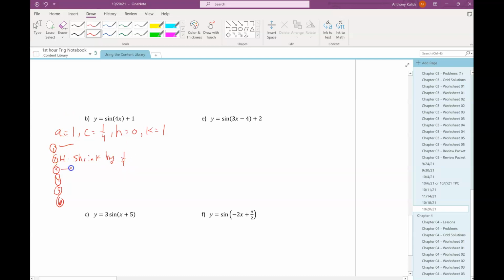Since the A is positive, there's no reflection. And since the absolute value of A is 1, there's no vertical stretch or shrink. Because the H is 0, there's no shift left or right. Since the K is positive, we know we're going up. And since the absolute value of K is 1, we're just going up 1 unit.